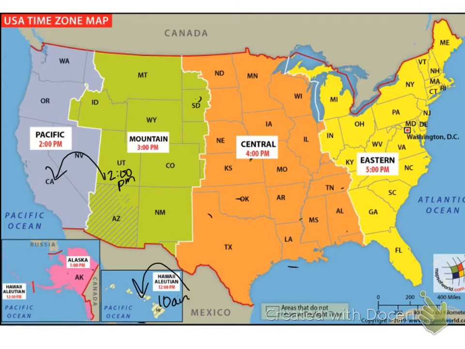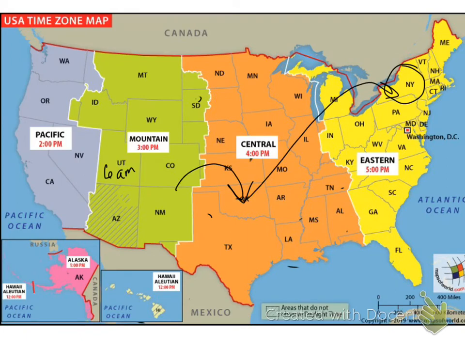Okay. Now, what if it's 6 a.m. in Salt Lake City, Utah? So if it's 6 a.m. here in Utah, then what time is it over here in New York? Well, since we're going to the right, we have to go later. So we're going to add 1 hour, 2 hours. So if it's 6 a.m. in Utah, that means it is 8 a.m. in New York City. Okay.